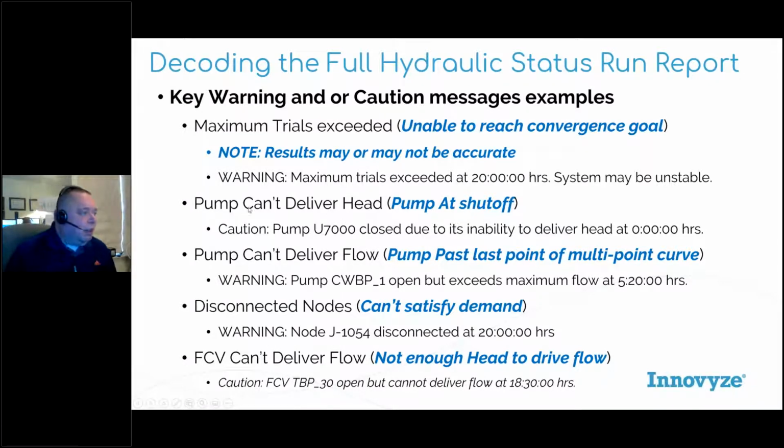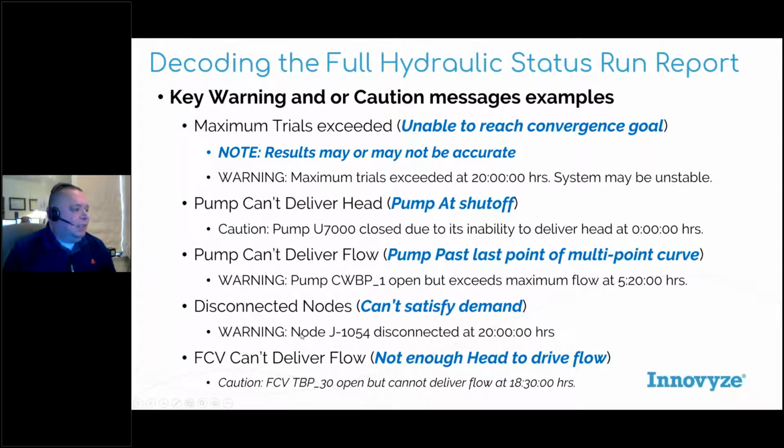Again, pump and shutoff, you're going to get that can't deliver head, and it'll say something like: pump ID number closed due to its inability to deliver head at whatever the time was. Pump can't deliver flow, that's past the last point on the multi-point curve: pump ID X is open, but it's exceeding its maximum flow. So just to let you know, hey, I'm guessing how the pump curve shape looks beyond there. Most manufacturers stop the pump curve where they do because any flow beyond that is going to damage the pump. So that's bad too, and it's a good warning to check.